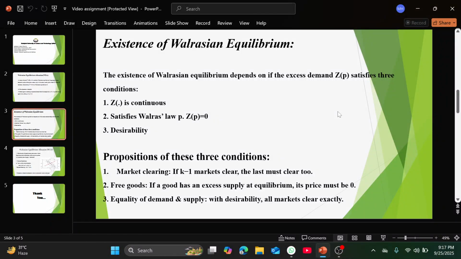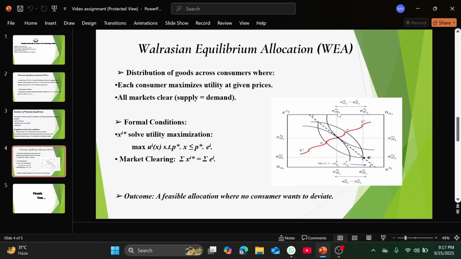The figures are depicted on the next slide. In the third slide, I will describe Walrasian equilibrium allocation. In this slide, it is the distribution of goods across consumers where each consumer maximizes utility at given prices.